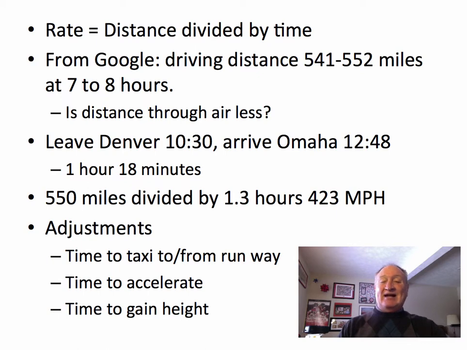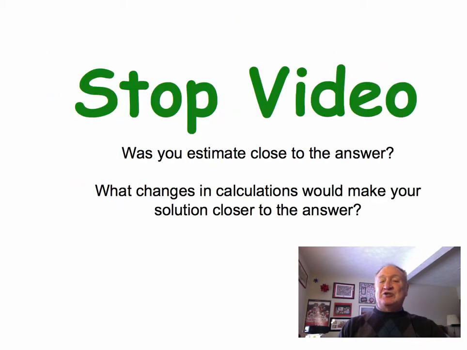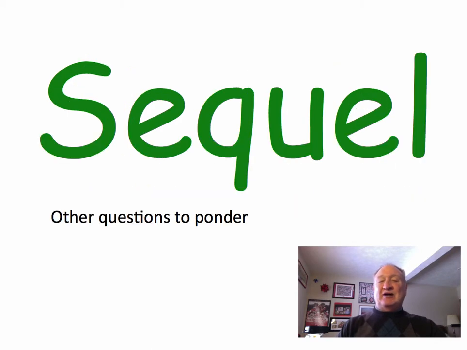But some adjustments that you might have made are the time to taxi to and from the runway. Is the time to the place accurate? And the time to gain height, as you're going to accelerate. So if you would stop the video and look at your estimate and see how close it was, and then maybe take into consideration some of those changes that you would make in your calculations to get closer to an answer. Okay? The next step would be a sequel, and that would be other questions to ponder.